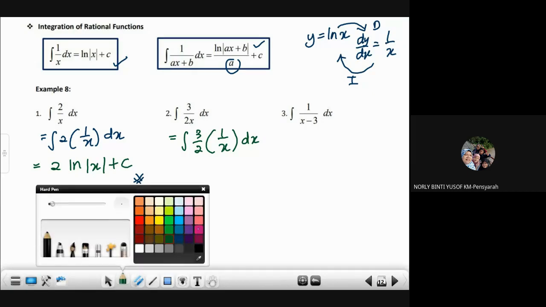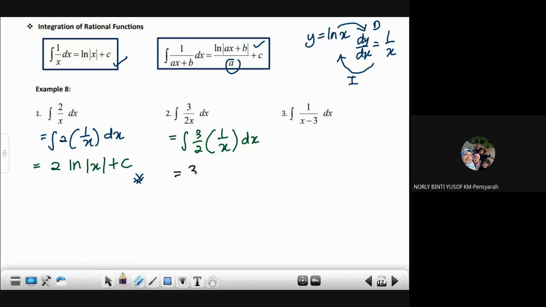Okay, so you integrate, you akan dapat 3 over 2. Integration of reciprocal 1 over x, you dapat ln x with the modulus sign lah plus c. So that's your answer.